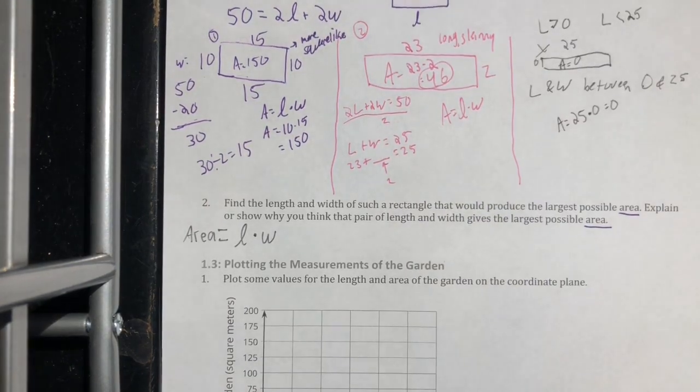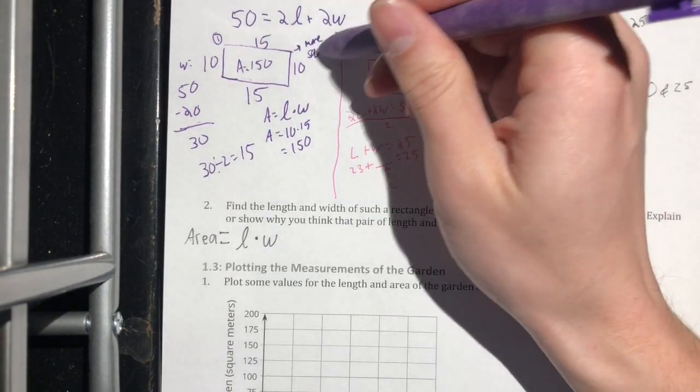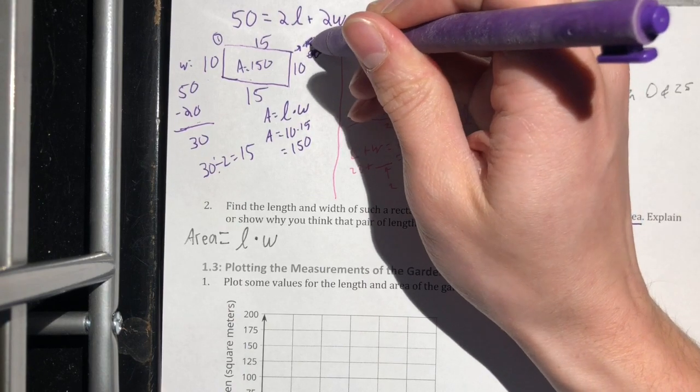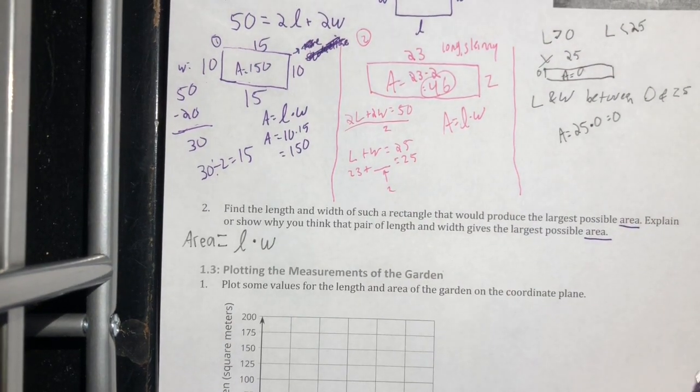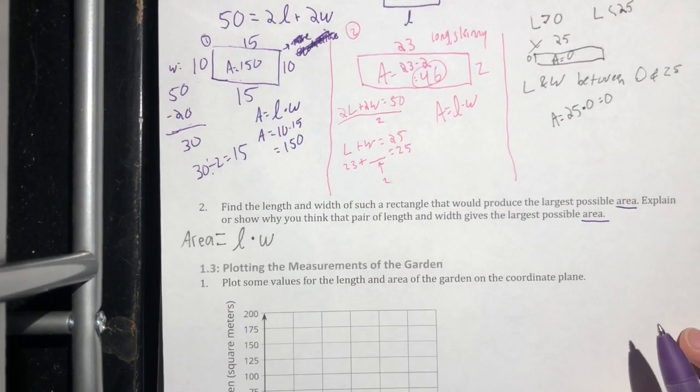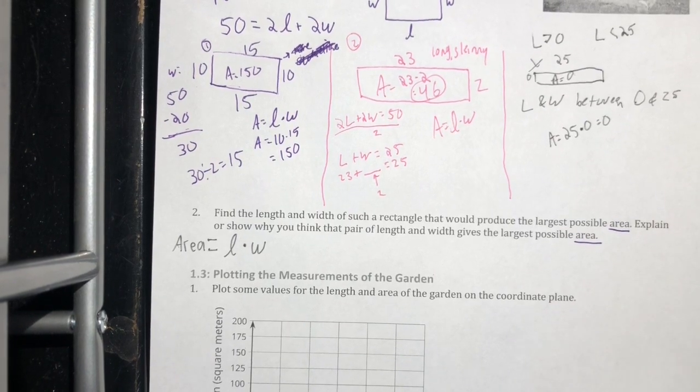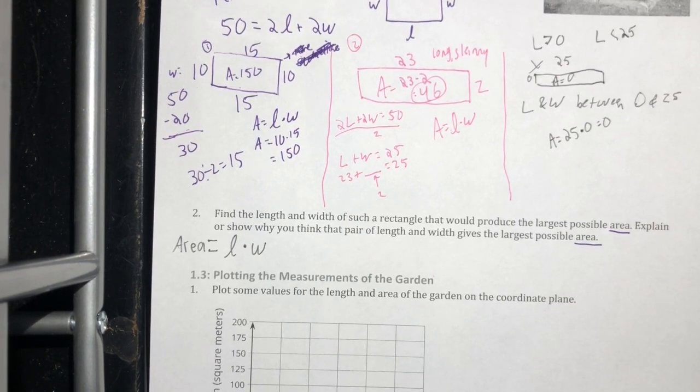Notes are sloppy. Square-like is, you don't need to know that. I'm just gonna cross that off because it's so messy. Okay, so try to find the one that would produce the largest possible area. Pause it for like 2 seconds, see if you can brainstorm an idea, and I'll just show you.